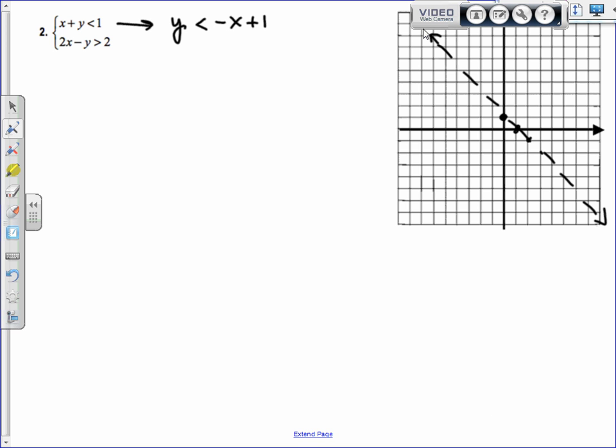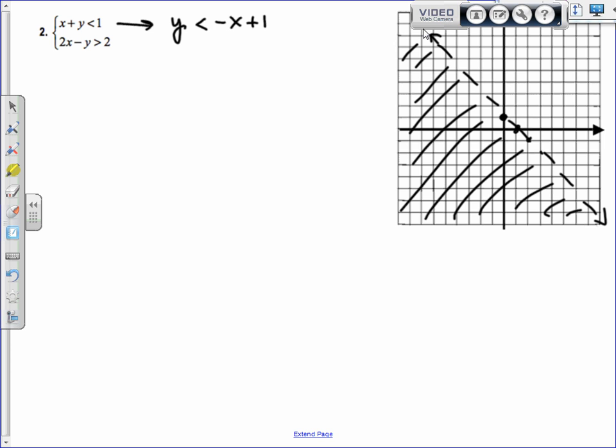All right, and then we shade below because it's y is less than. So less than means below the line. Okay, so we're going to shade this way. Now you could always pick the point 0, 0. If you plug it in, you get 0 is less than 1, which is true. So 0, 0 is in the shaded portion, which we have.